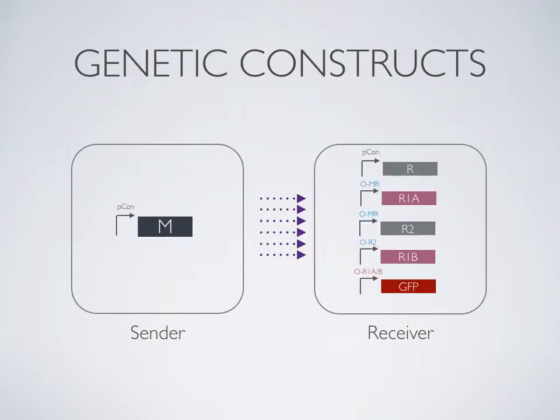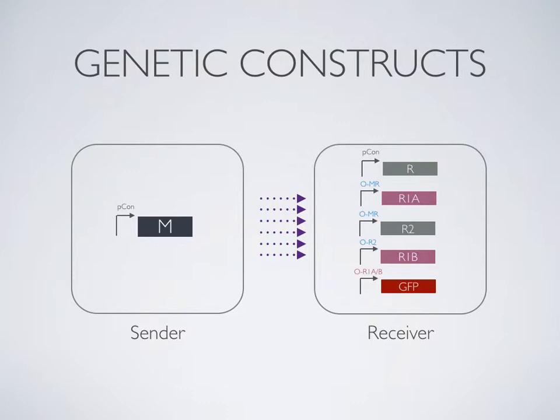The genetic implementation of this system is really quite simple. A sender cell constitutively produces a small molecule, which I'll call M in this case. It exports that small molecule, which then diffuses towards receiver cells. The receiver cells constitutively produce a receptor for that small molecule ligand. In this case, I'll call that R. That small molecule and receptor form a dimer, which we'll call the MR complex.